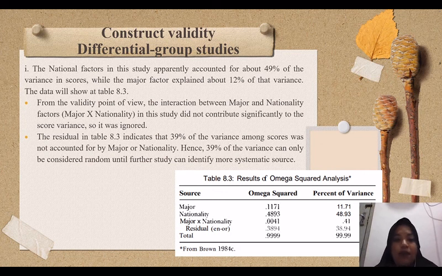From the validity point of view, the interaction between major and nationality factors, major x nationality, in this study did not contribute significantly to the score variance, so it was ignored. The residual in the table indicates that 39% of the variance among scores was not accounted for by major or nationality. Hence, 39% of the variance can only be considered random until further study can identify a more systematic source.